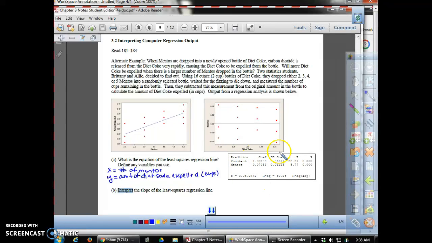So this is the typical look of a regression output. And what you have here, you see where it says Mentos. So for Mentos, the coefficient will be your slope. So this will be your slope. To me, that's always the easiest thing to remember. And then the constant is actually your y-intercept, which is this value right there.